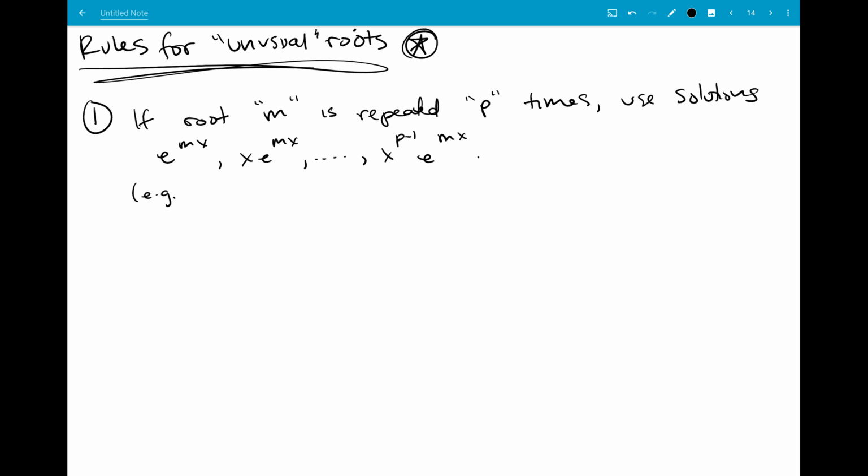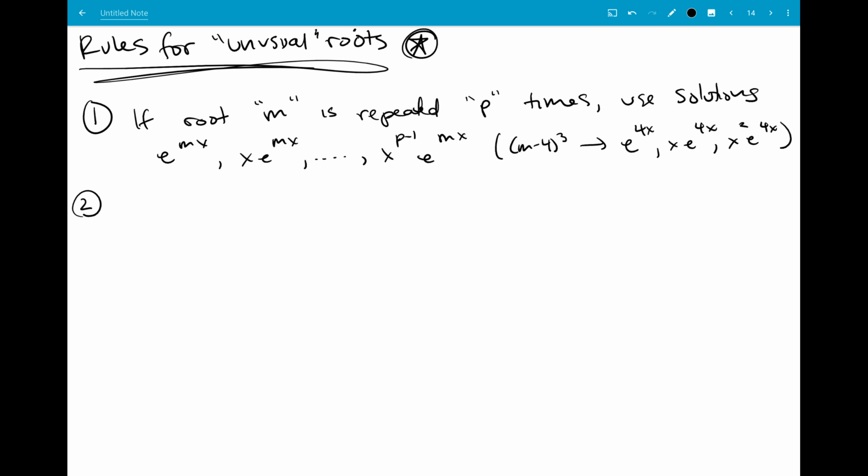For example, if you have m equal to 4 three times, so m minus 4 cubed, that's m equals 4 three times. That would give you e to the 4x, x e to the 4x, and x squared e to the 4x. You have 1, 2, 3 of them, so the highest power is one minus however many times your root was actually repeated.